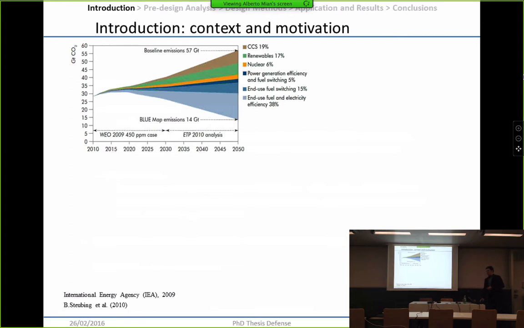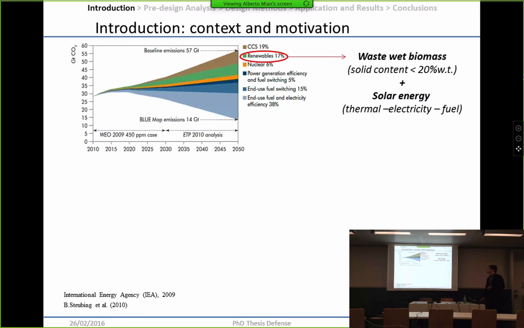So in order to introduce the topic, why this topic? If you look at this blue map scenario that is provided by the International Energy Agency, we see that the use of renewable energies may allow to reduce the carbon dioxide emission by almost 17%. In this group of renewable energies, we have biomass, waste biomass, waste wet biomass, and solar energy. When I say waste wet biomass, I define it as biomass with a solid content less than 20%.